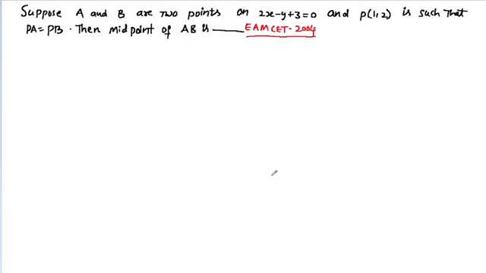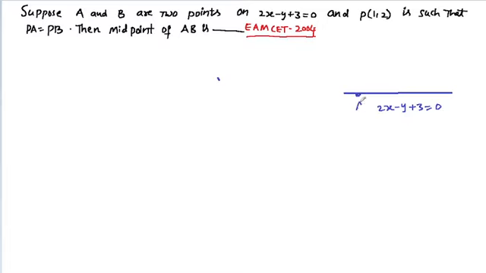A and B are two points on 2x minus y plus 3 is equal to 0 and P(1, 2) is such that PA is equal to PB. Then the midpoint of AB is dash. Here is the given line, this is the given line. So this is 2x minus y plus 3 is equal to 0.